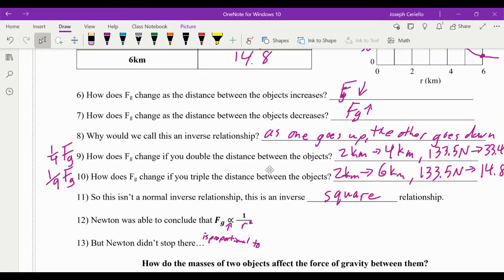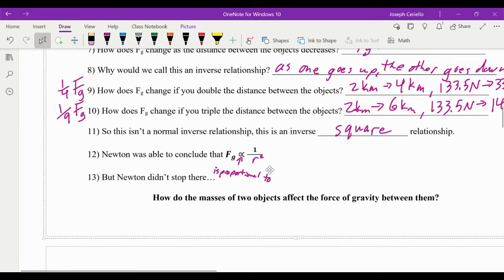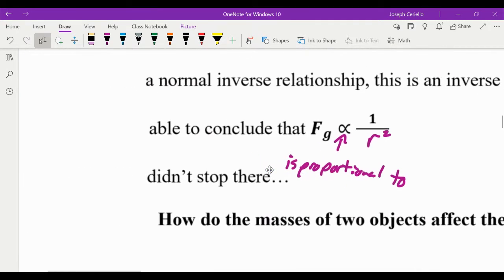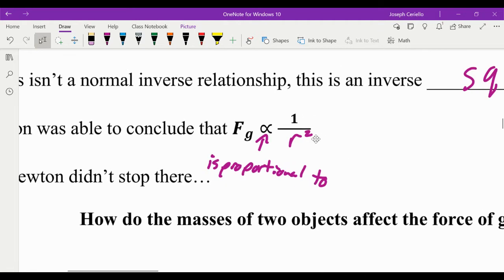So this is no ordinary inverse relationship. This is an inverse square relationship. Whatever change you make to the distance, you square it, and that is the effect it has on the force of gravity. So Newton was able to conclude that the force of gravity is proportional to 1 over r squared.